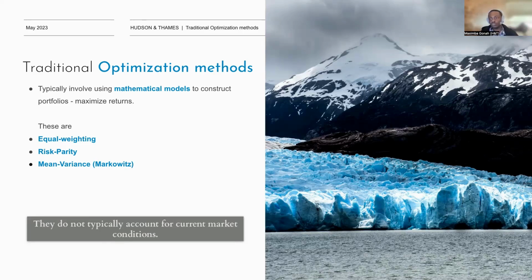Now, in order of maybe more naive to more advanced, some of these methods involve equal weighting, risk parity, and mean variance, aka Markowitz. But now, all of these approaches do not typically account for changes in the market or consider the impact of market regimes. When we say market regimes, we're just looking at shifts in the market and how, for instance, investor confidence changes and how the markets just generally change.